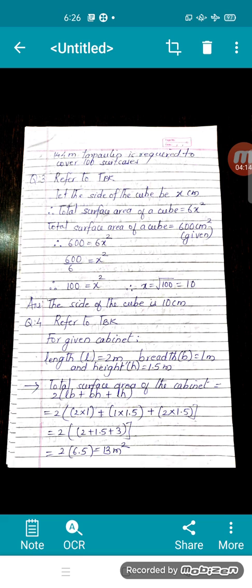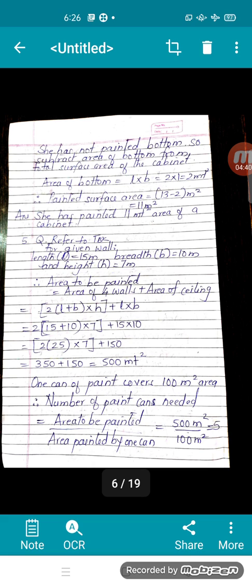Question number 4. Rukhsar painted the outside of a cabinet measuring 1 meter into 2 meter into 1.5 meter. How much surface area did she cover if she painted all except the bottom of the cabinet? For the given cabinet, length, breadth and height are given. So first we find out the total surface area, which we get as 13 meters square. She has not painted the bottom. So subtract the area of the bottom from the total surface area. Area of bottom is equal to L into B, 2 into 1, that is 2 meters square. So the painted surface area will be 13 minus 2 is equal to 11 meters square.